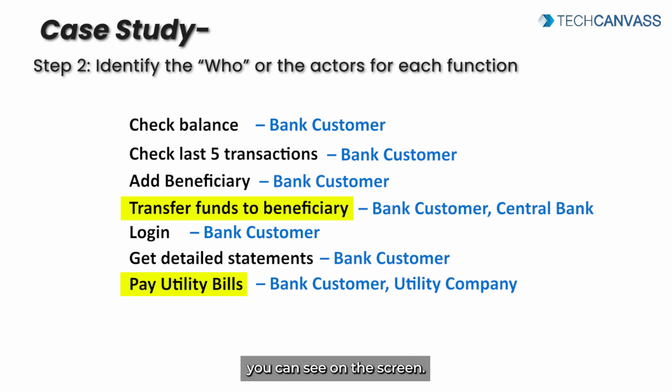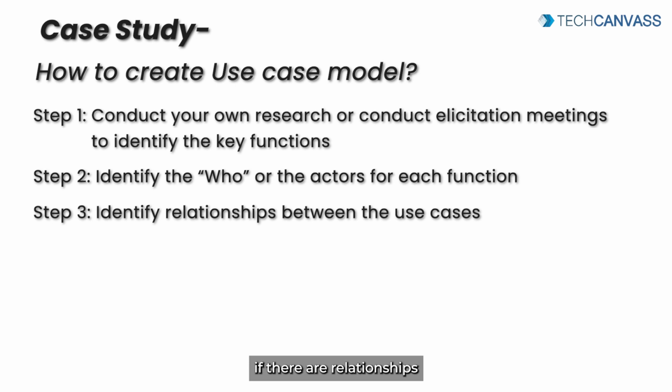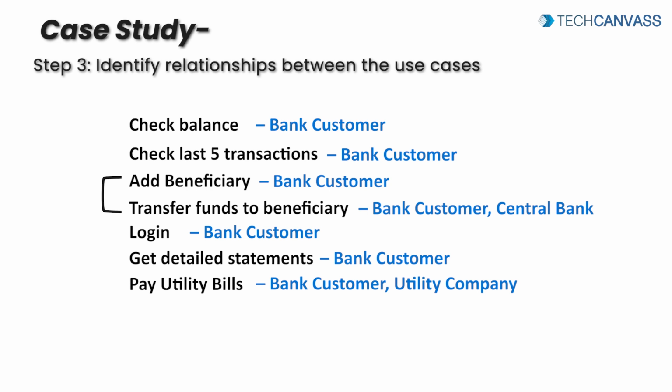Now step number 3 is to identify if there are relationships between the use cases. Typically in most of these systems, the functions will not happen in isolation, they will be connected to each other. For example, here the transferring funds to the beneficiary cannot happen unless the beneficiary is added into the system. Of course, there are cases where now banks provide you the ad hoc payment facilities, but let's ignore that for the time being.